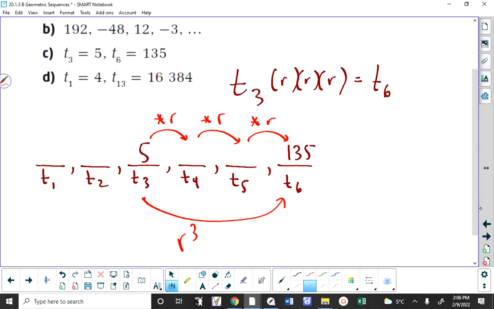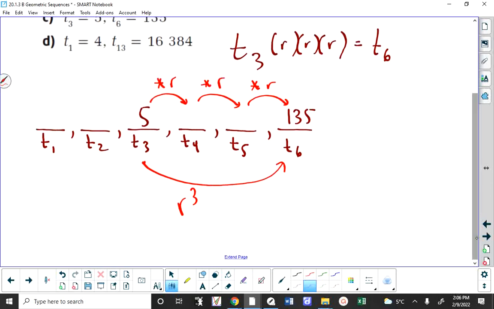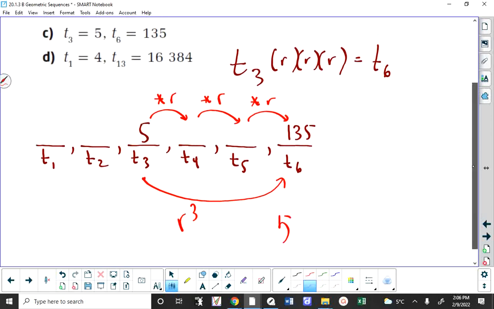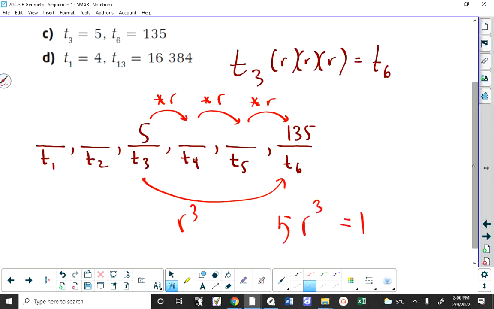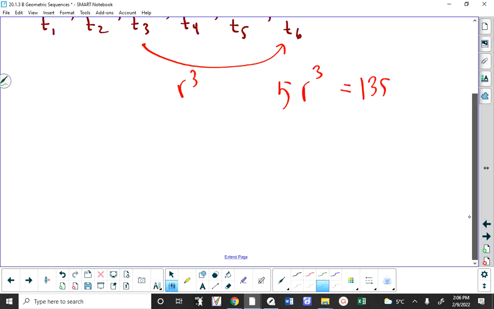So what does this mean? It means that the third term, which is 5, just take a peek up there, you can see the third term is 5 in the question, multiplied by r cubed has to give you 135. So this is the equation that we have to solve. To begin with, to solve this, we can divide both sides of it by 5 and be left with r cubed equals what I'm hoping is 27. 135 divided by 5.